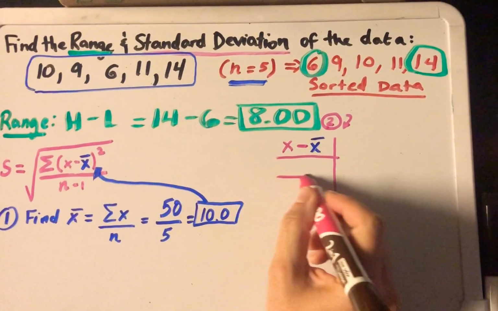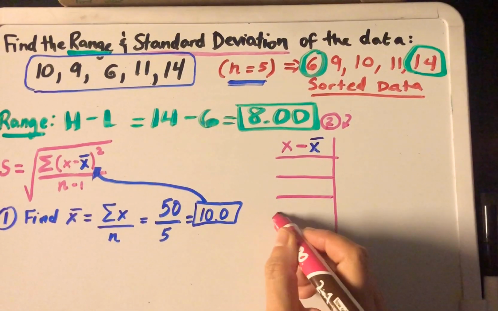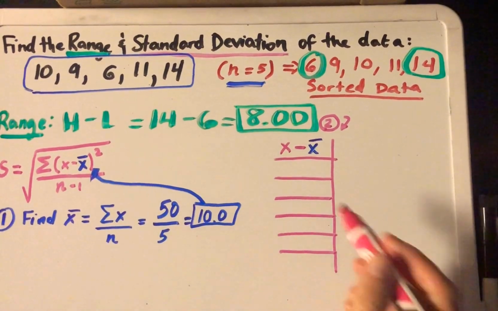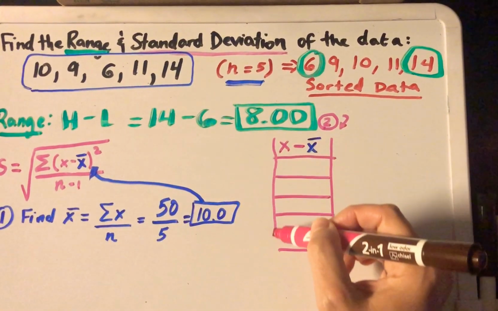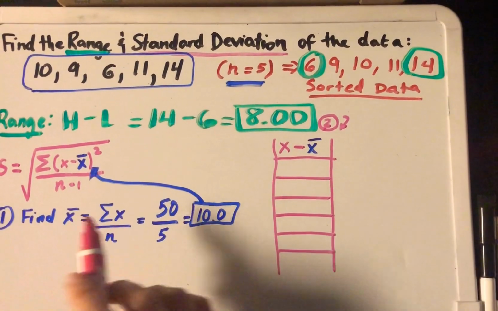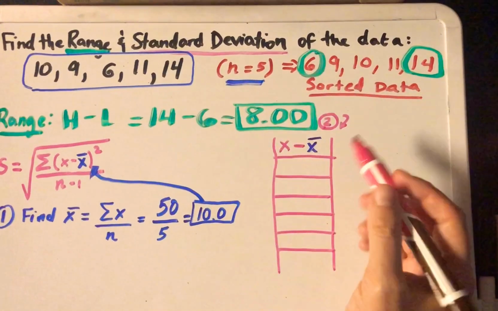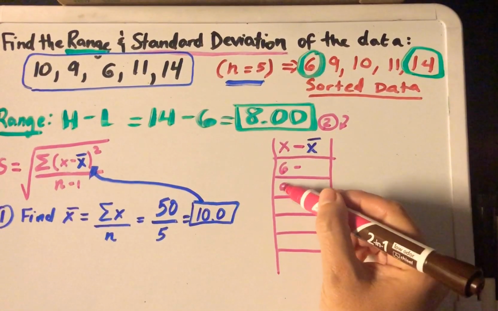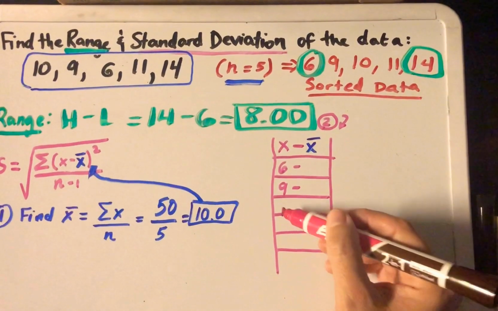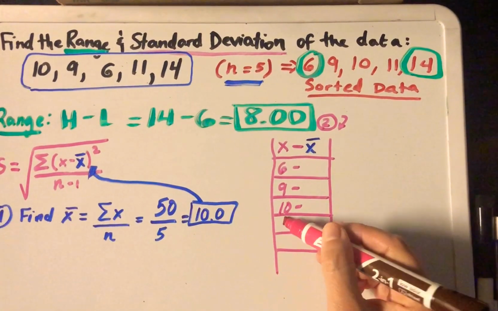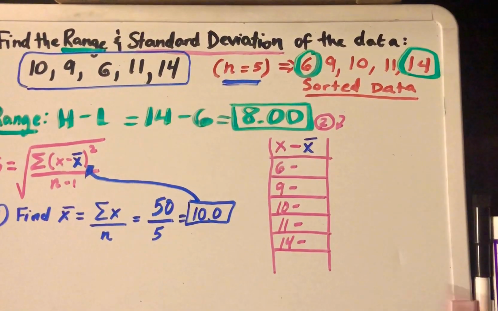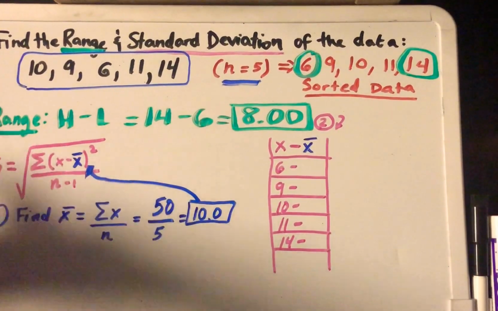So we have a total of 5 data values, so I'm going to have 5 rows. Leave a little room there. And I could complete the chart if you want it to look pretty. Not the prettiest, sorry. So what is our first data value? Well, if I use the sorted version, it's 6 minus the mean. Then the next one is 9 minus the mean. The next one was 10 minus the mean, 11 minus the mean, and 14 minus the mean. So those are each of your data values, and we're simply subtracting the mean to see how far apart they are.